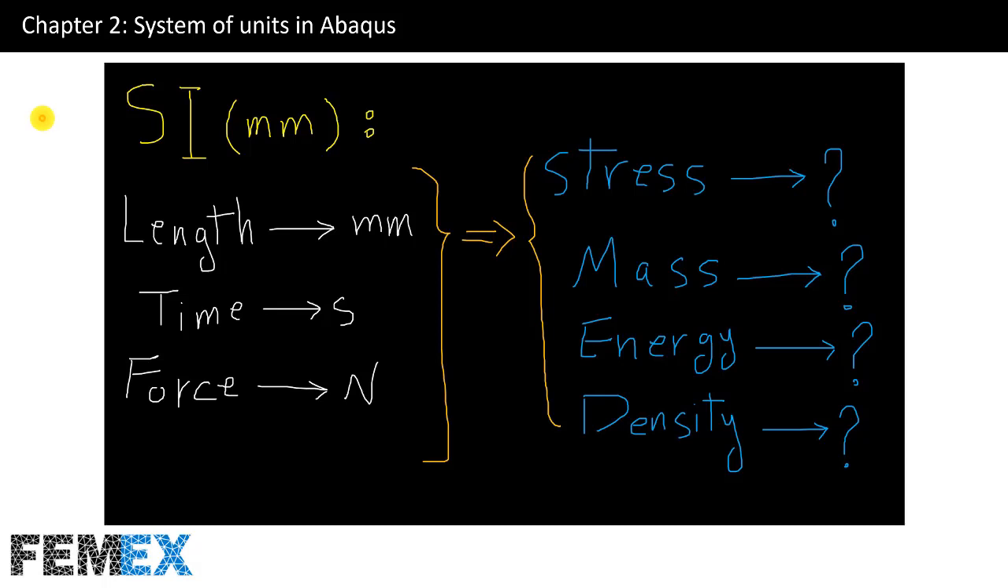Chapter 2 is about system of units in Abaqus. In this chapter, I will talk about SI meter and SI millimeter system of units, and also about how to derive your own system of units which suits your problem. And I will derive the units of the mechanical and thermal parameters.